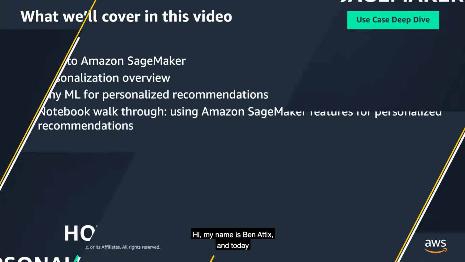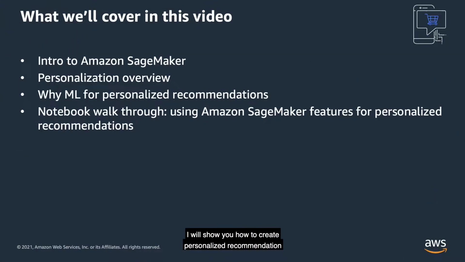Hi, my name is Ben Addix, and today I will show you how to create a personalized recommendation using machine learning on Amazon SageMaker. Amazon SageMaker helps data scientists and developers to quickly prepare, build, train, and deploy machine learning models by bringing together a broad set of purpose-built capabilities.